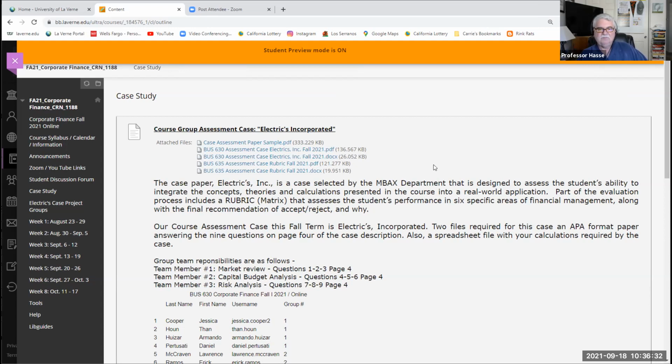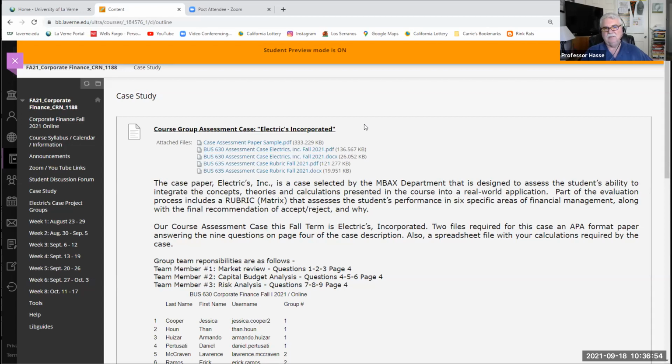But we all are in this together, and we all want to get a good grade. And the only way to get a good grade on this assessment case is you all have to work together. So just make sure of that. And if there's issues, problems, time management issues, you need to let me know. Okay, that's important. Okay, so that's the electric case.